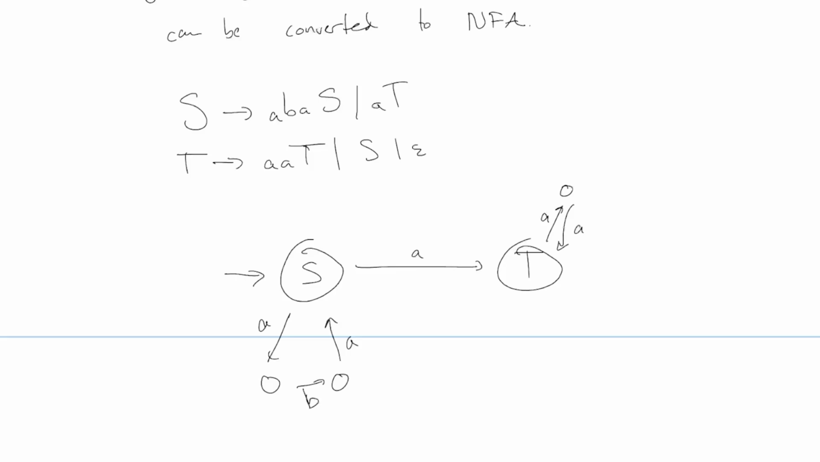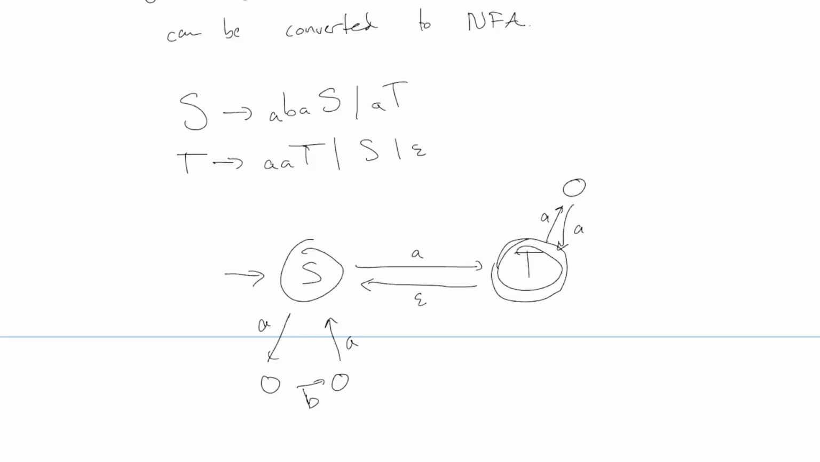Right, that's another state. A little guy, you can make him big if you want. Sometimes I make them little. And then I see T goes to S. That's just an arrow from T to S with the epsilon transition. That's the production T goes to S. And then T goes to epsilon, as usual, means that T is an accepting state. So this is how we convert what we call right linear grammars to NFA.